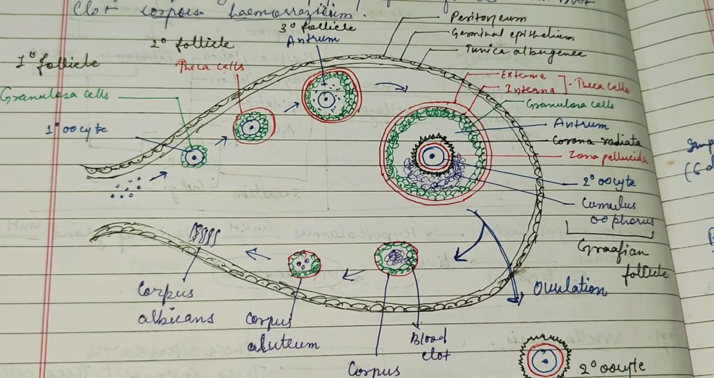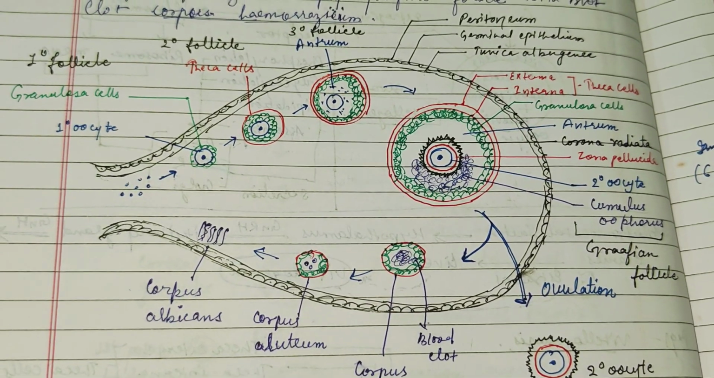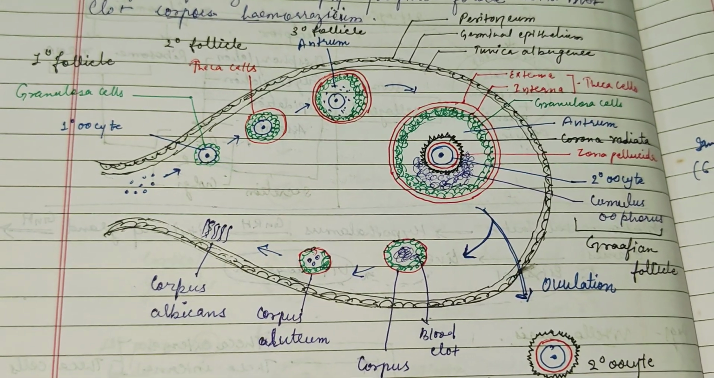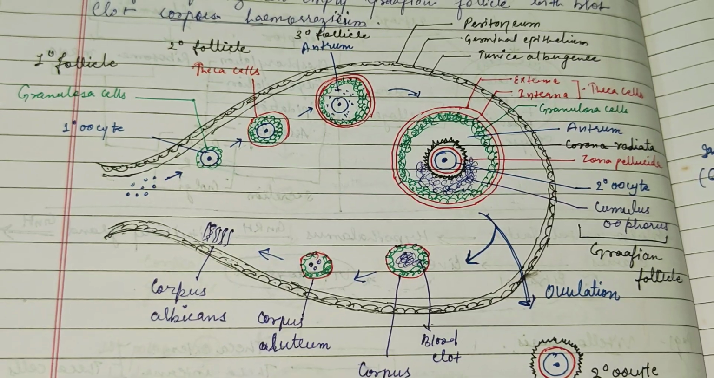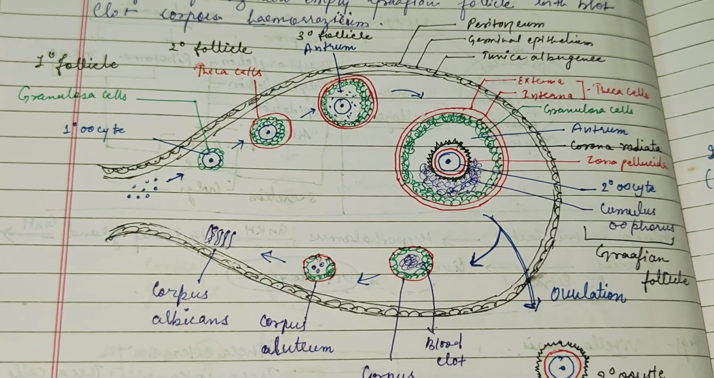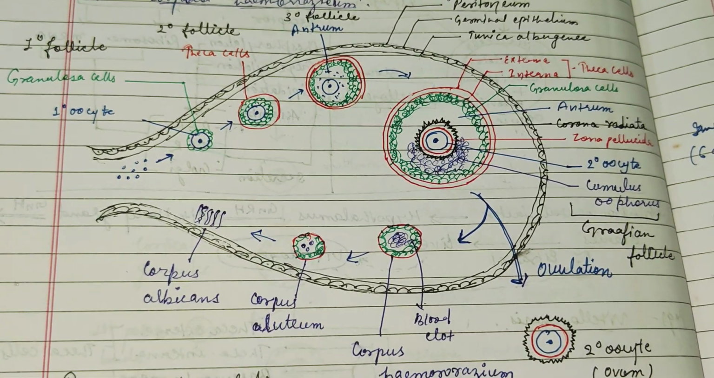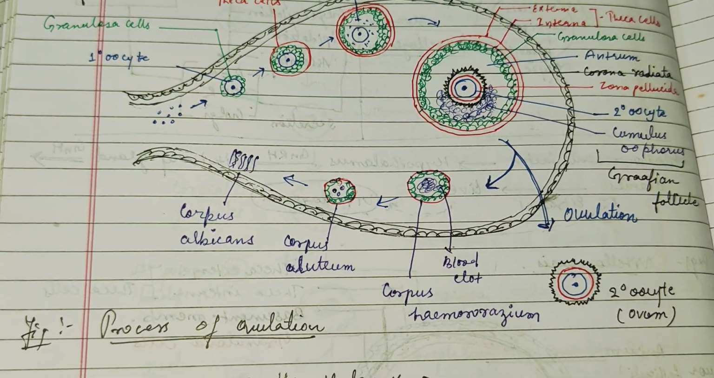So here is a figure of the process of ovulation, how the follicle develops the ovum and releases it out. In this figure, the primary follicle has the primary oocyte surrounded by granulosa cells, and theca cells are formed around it. Then the tertiary follicle forms the antrum, and then it forms the Graafian follicle. So here is the picture.